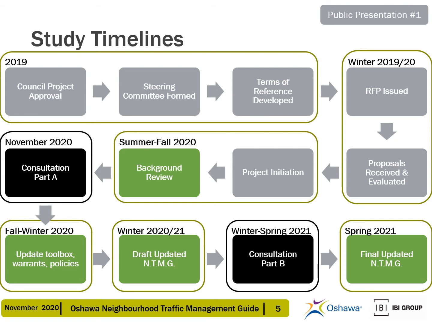This presentation is part of Consultation Part A, which will take place throughout the month of November and into December 2020. After the Part A consultation activities are completed, the study team will update the toolbox of traffic management devices, establish a warranting process, and develop new traffic management policies in the fall and winter of 2020. This will lead to the development of the draft updated Neighbourhood Traffic Management Guide in winter 2020 and early 2021. This will be followed by the second round of consultation in winter and spring of 2021, with the final updated Neighbourhood Traffic Management Guide targeted for completion in the spring of 2021.